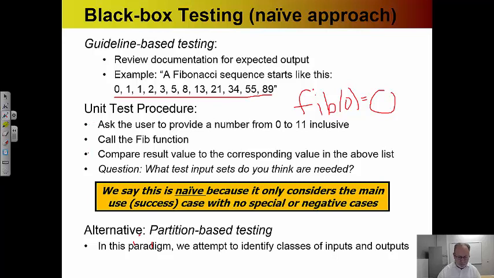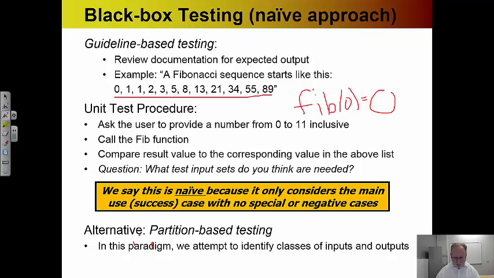This simple procedure we call naive, because you only consider the success case, right? The main happy day case and the use case. You don't have special cases in here. You don't have negative cases. What about negative numbers, and so forth? Second, it's naive because it's kind of brute forcing it and testing all the values, right? Do we need to do that? Can we verify that the mathematical function is working correctly by only using a subset of these tests so we can be more efficient?